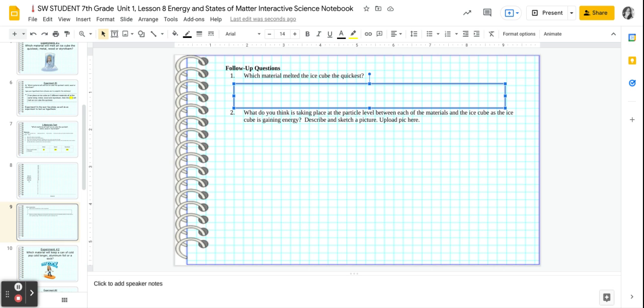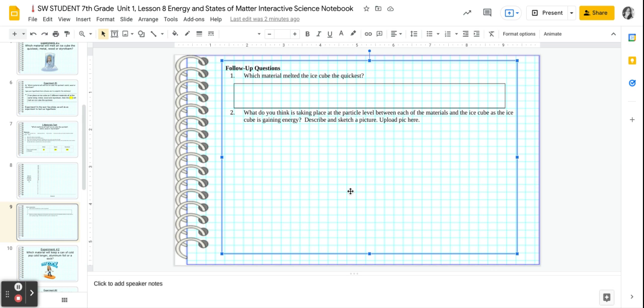Also, think about the rate at which the heat was transferred. So, with the metal pan, we know that the ice cube melted the quickest. So, is that rate quicker than the other two since the ice cube melted quicker? So, think about all of those things when you do your particle drawing. How are you going to show the rate at which the energy transferred? Okay, so that's slide 9. Once you get your drawing completed, you can upload it into this space on slide 9.